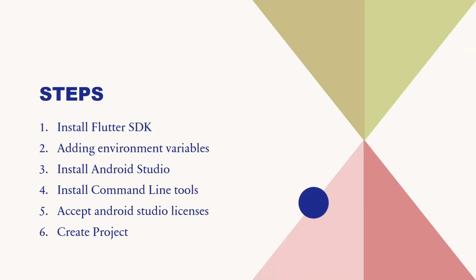So the steps to install and set up Flutter include 6 steps. We have to install some applications. First, we will be installing Flutter SDK. Second, we will set the environment variables. Third, we will be installing Android Studio. Then, we will install command line tools. Then, we will accept some licenses. And to verify that our Flutter is set up properly, we will create a simple project. So, let's begin.